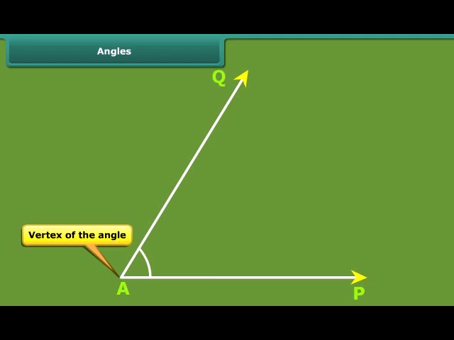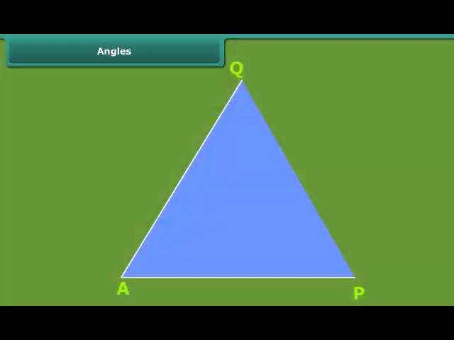The angle is named as angle PAQ. Note that the vertex specifying the angle is written as the middle letter. In the figure shown, the interior and the exterior of the angle are denoted by different colors.